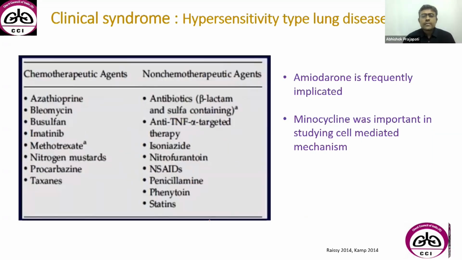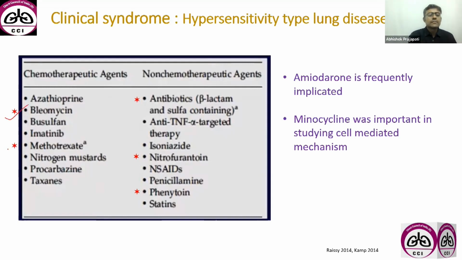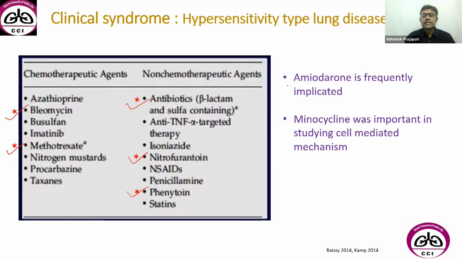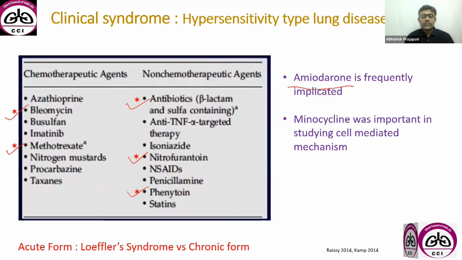Now, the other clinical syndrome is a hypersensitivity type of response. These are the drugs which may lead to this type of injury, and the common ones are bleomycin, methotrexate, some antibiotics, nitrofurantoin, and phenytoin, which are the most common causes. Amiodarone is a frequently implicated cause, and minocycline may also lead to this type of injury. Here, the most common differential will be Loeffler syndrome, because this presentation will be acute, and it will also have eosinophilia as well as pulmonary infiltrates, which we can also appreciate in Loeffler syndrome.